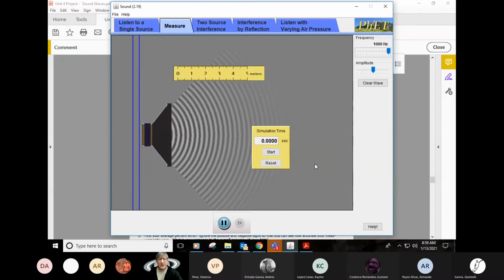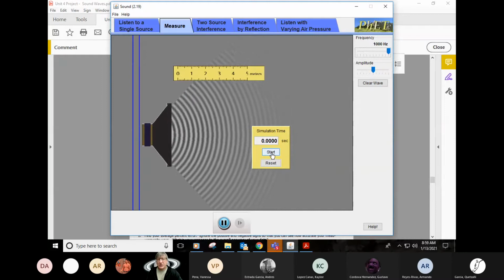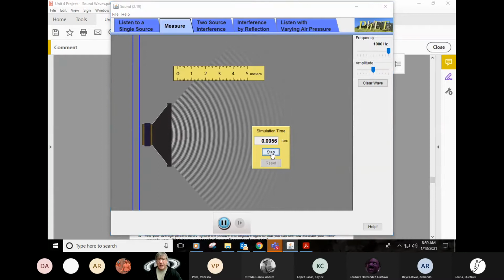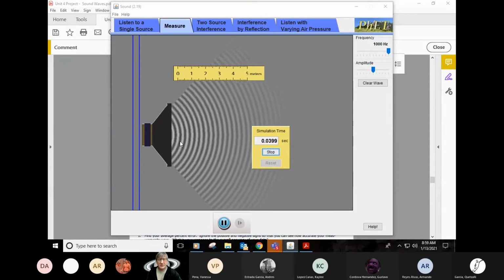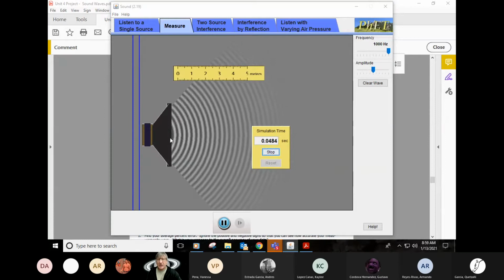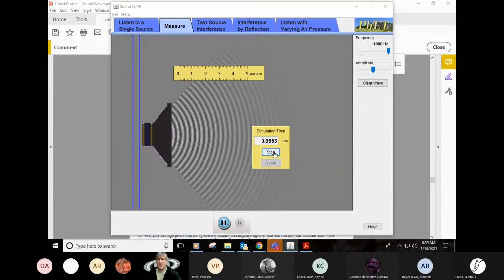So here's what's going to happen. Here's the speaker pulsing, and I'm going to hit the clock. And you're going to count how many waves are released until I tell you to stop. We're not there yet. You're still counting. Now we're halfway there. Still counting. Keep going until this is 0.1.